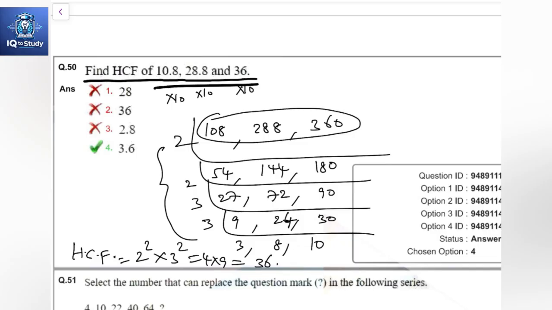Let's convert it back into decimals. So it becomes 36 by 10, which is equal to 3.6. So 3.6 is the HCF of 10.8, 28.8 and 36.